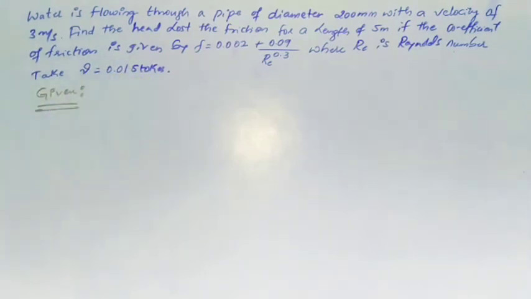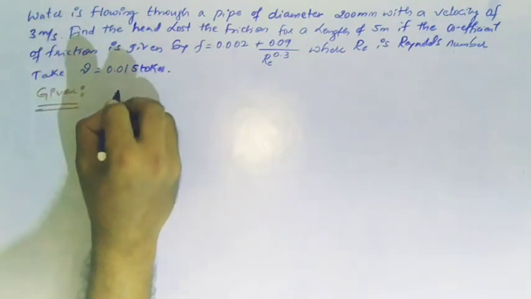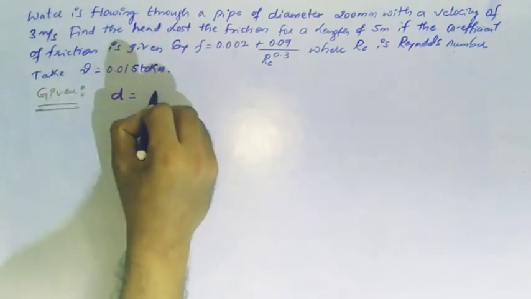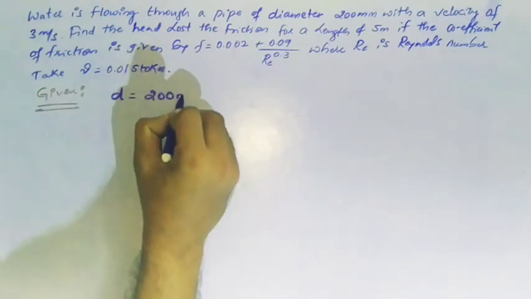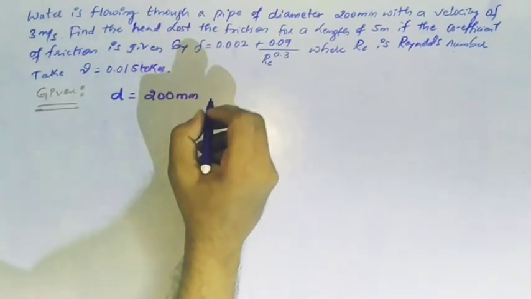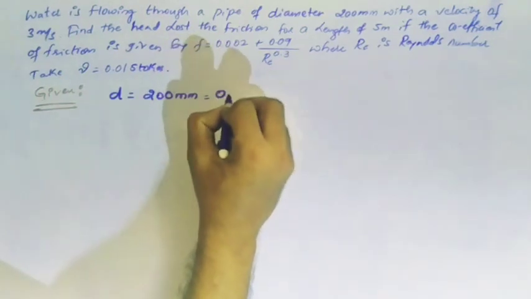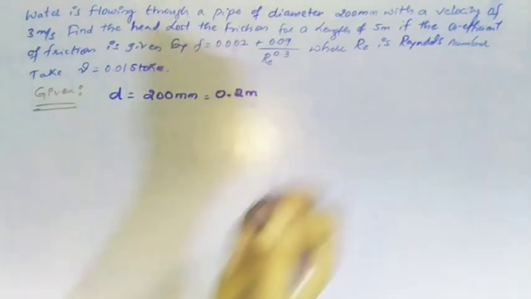Now this is a numerical which needs to be solved by using the Darcy equation, because here no Chezy constant is given, so you need to solve this by using the Darcy equation. Now let us note down the given things. Diameter is given, that is 200 mm. If I convert that into meter, it will be 0.2 meters.